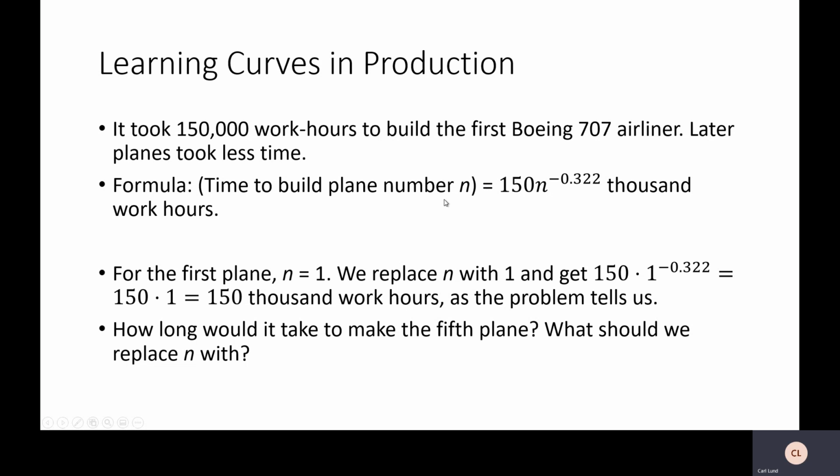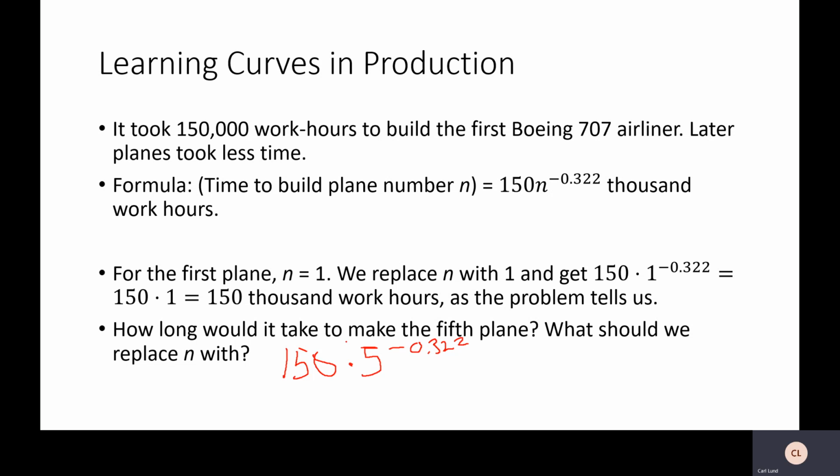And we have a formula here. The formula to build a plane in work hours is 150 n to the negative 0.322 thousand work hours. And so for the first plane, we replace n with 1, and what we end up with is 150,000. How long would it take us to make the fifth plane? Here, we've replaced n with 5. So what we would have is 150, that's supposed to be a 0, times 5 to the negative 0.322.